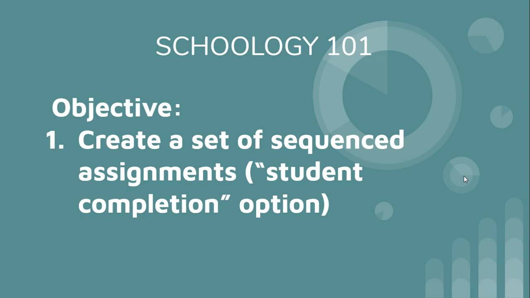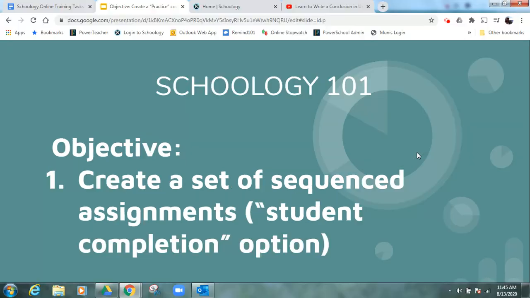So if you want students to, say, write a conclusion for an essay, you have certain steps in their progress to get to that final objective. So you can set that up so they have to go through and flow through the steps. And we'll show you how to do that right now.